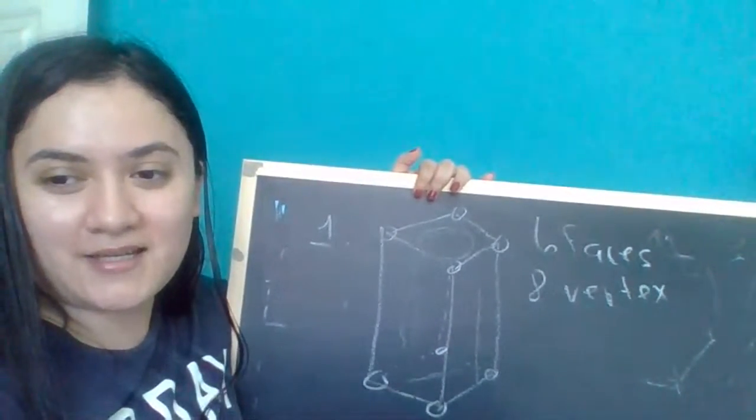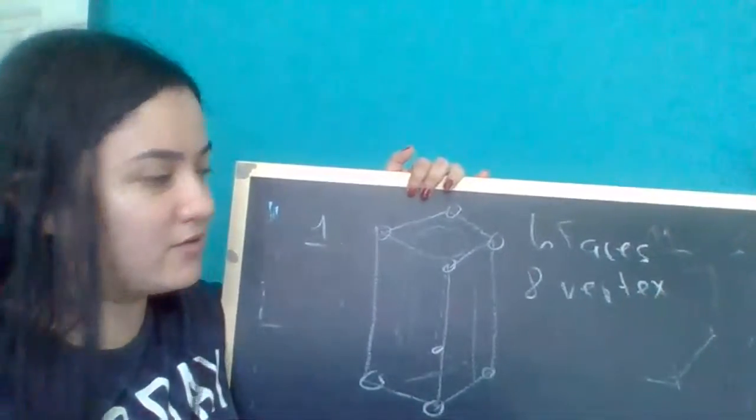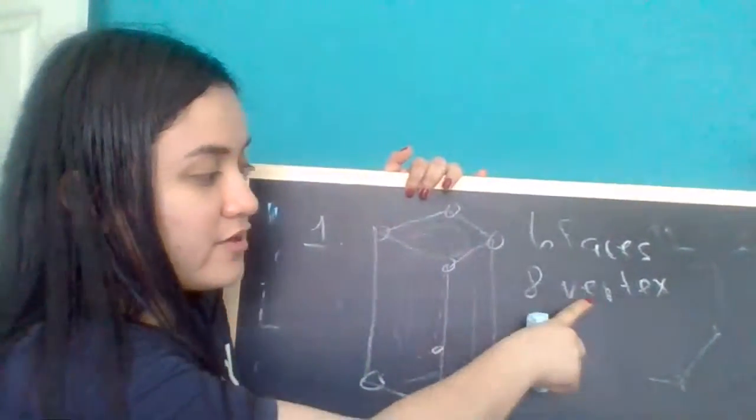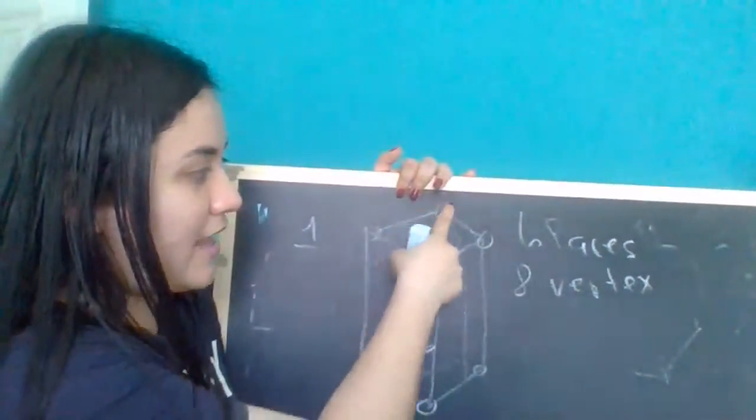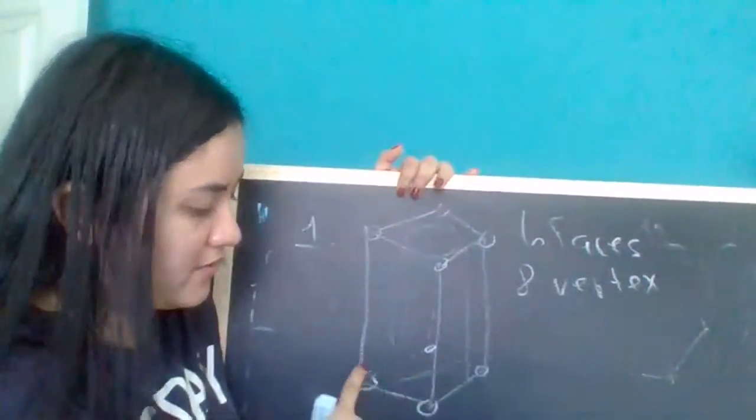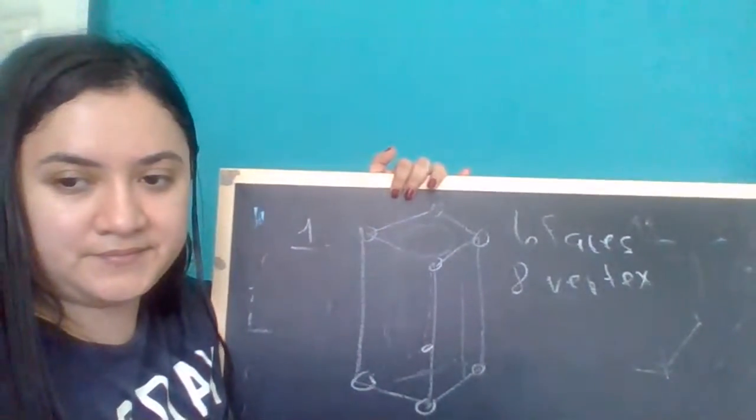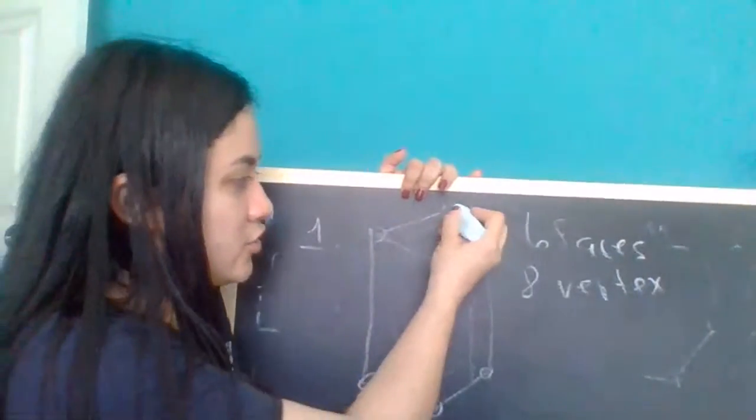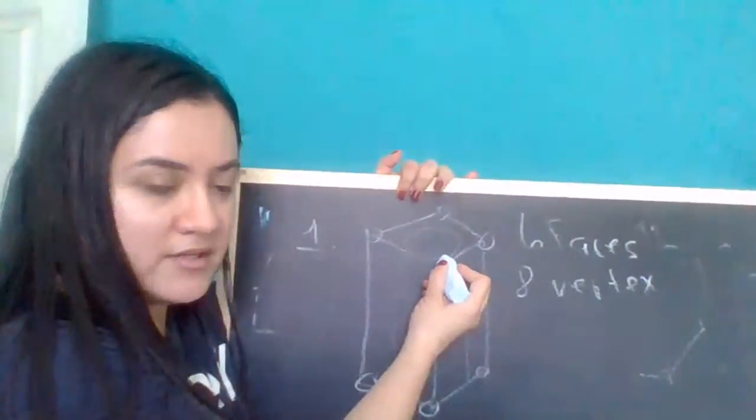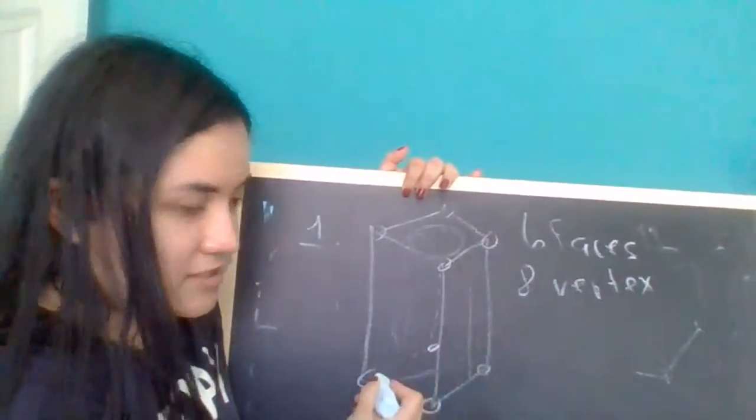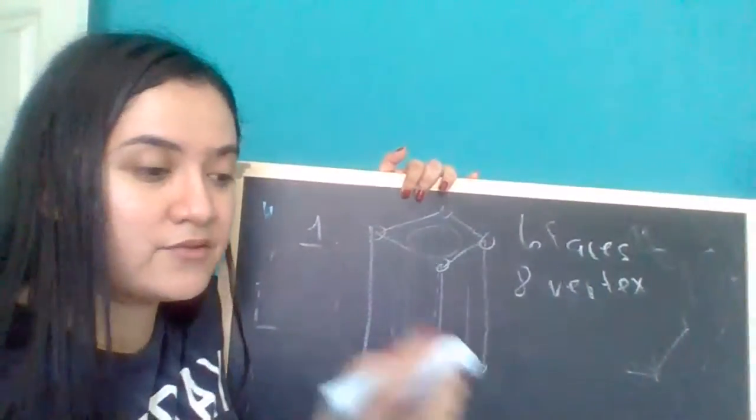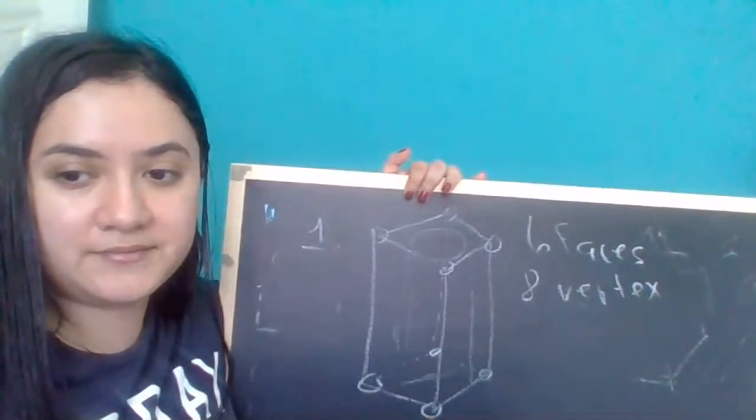Right? It's 8. Very good, guys. Look, vertices, or vertex, are each little corner. So we have 1, 2, 3, 4, the one in the back. Then 5, 6, 7, 8. You have to count the ones in the back.